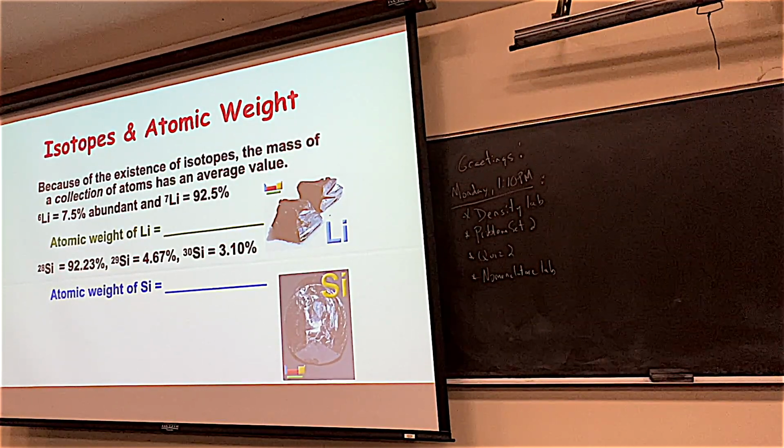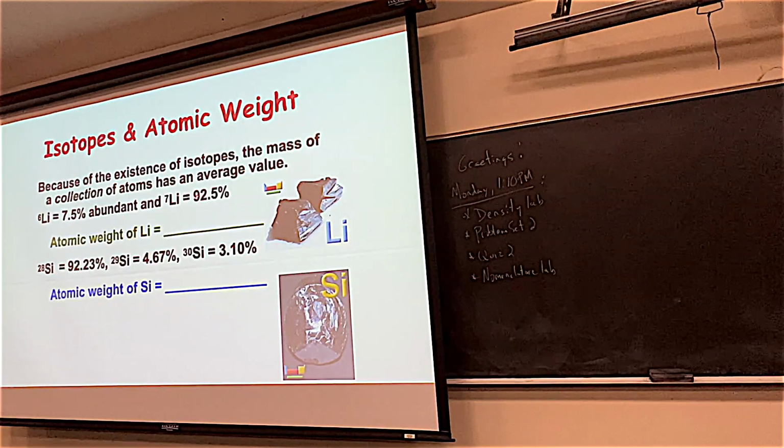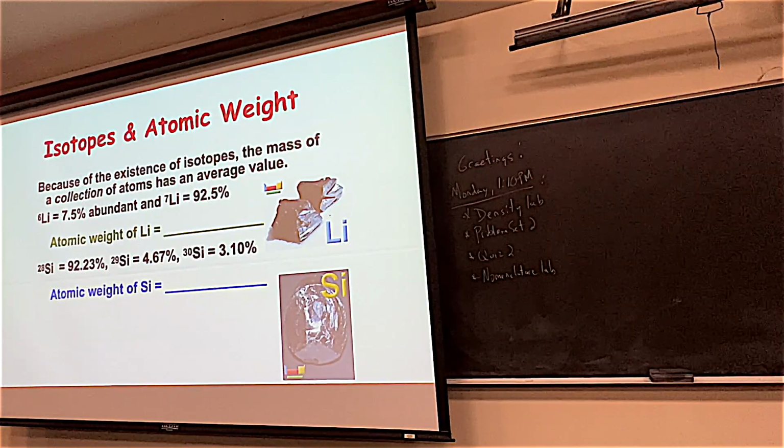Also with lithium, 6.941 was the number up there. 6.941, if you rounded it up to 1 sig fig, would be 7. So sometimes you can make predictions as to which is the most abundant isotope too.